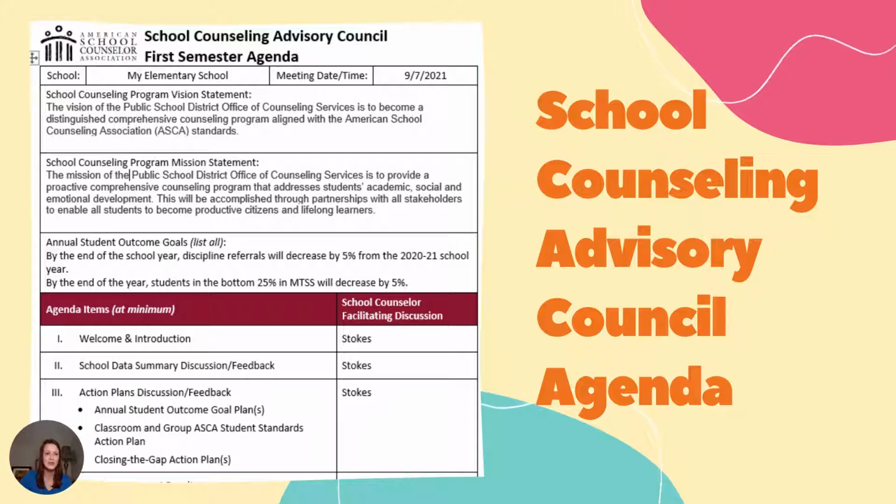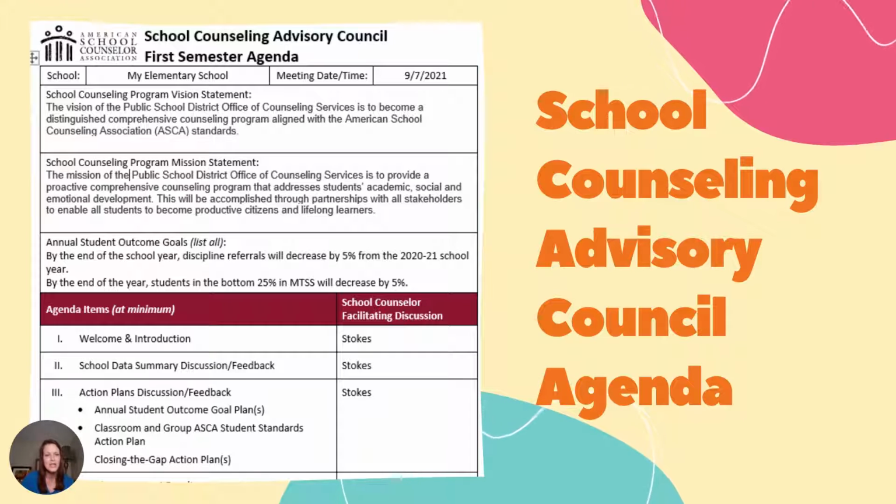So for your agenda, you're going to fill in your first semester agenda. That's the one we're going to look at because that's going to be our fall meeting. And we're going to add our school name, our meeting date and time, your vision and mission statement. Now, if you don't have those, you can do a search online, or you can see if your district office already has that for you. But you want to include that because it's also going to be part of your Mississippi Counselor Growth Rubric. So go ahead and work on that if you haven't.